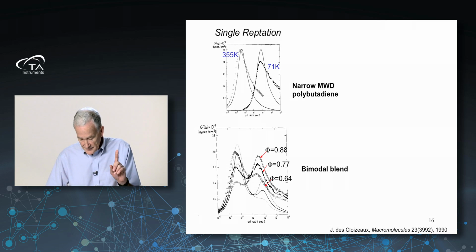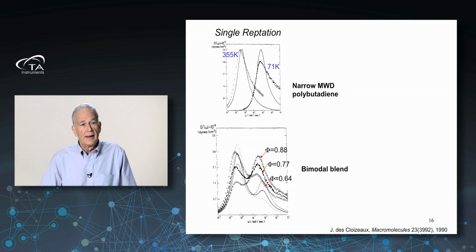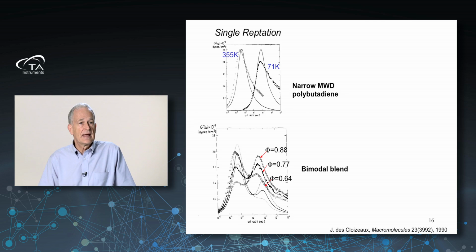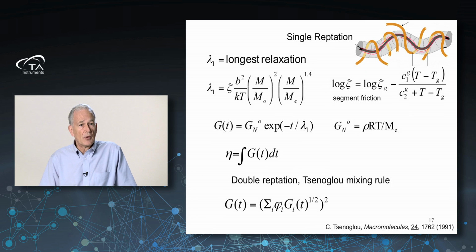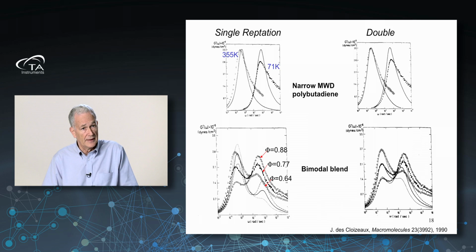So if we go back, what Tsunoglu did was say, use the square root and then add up the relaxation times, and that really works quite well. It's a simple rule, and that's been put into software, and you can see that when you use the double reptation, you get a much better fit in the lower right-hand curve, you can see from the slide there.